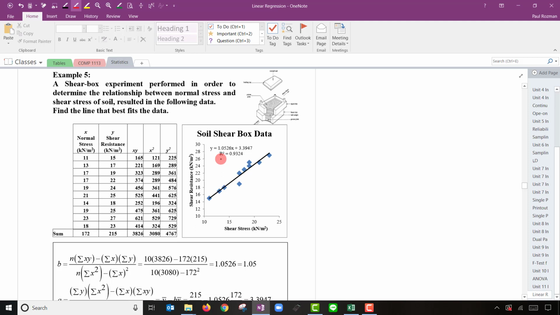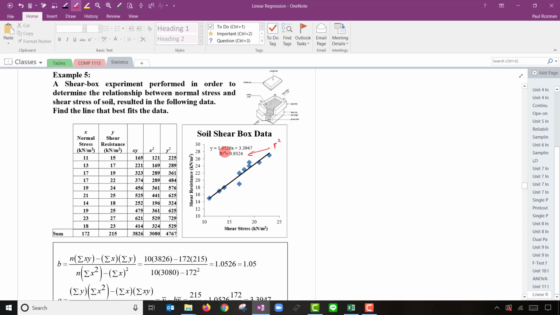Like this value plotted on the chart here is our little r squared. We call the value of r the correlation coefficient. When you square it, it gets a new name. It becomes the coefficient of determination. So that's what Excel likes to give.